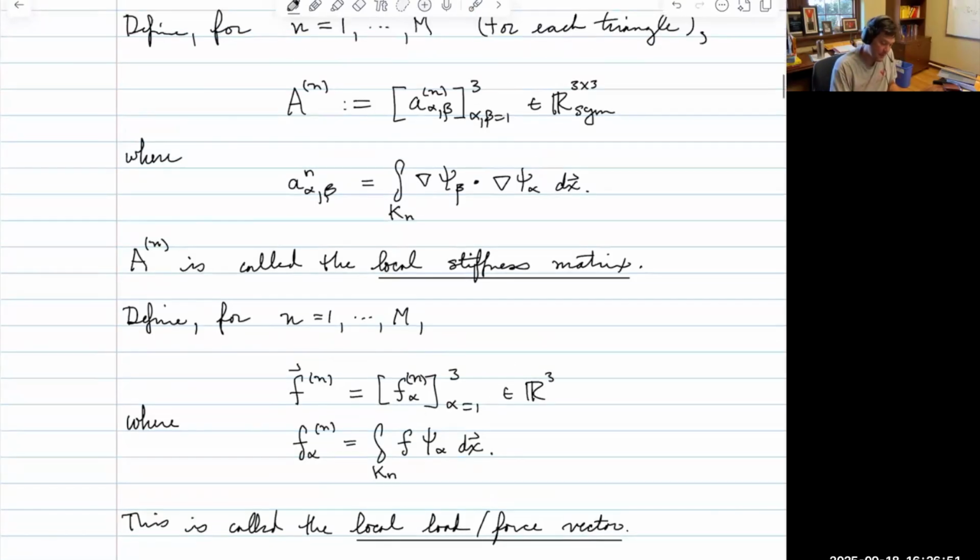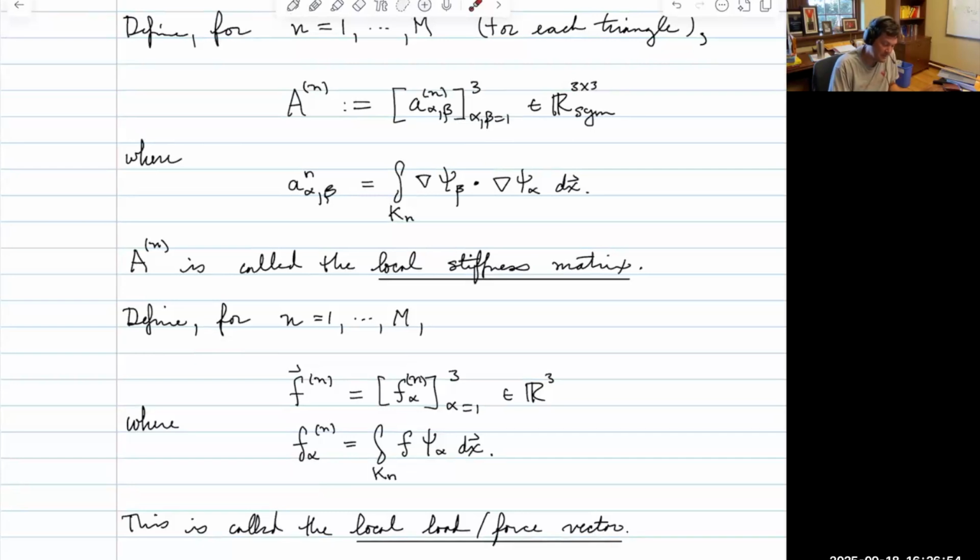Now, I hope you've seen this notation before. This means a 3 by 3 matrix, which is also a symmetric matrix. This is just a vector, so there's nothing here to symmetrize or to say is symmetric or not. It's just a vector from R^3. The components of that vector are precisely the integral over just the nth triangle, K_n, of f_alpha against psi_alpha.